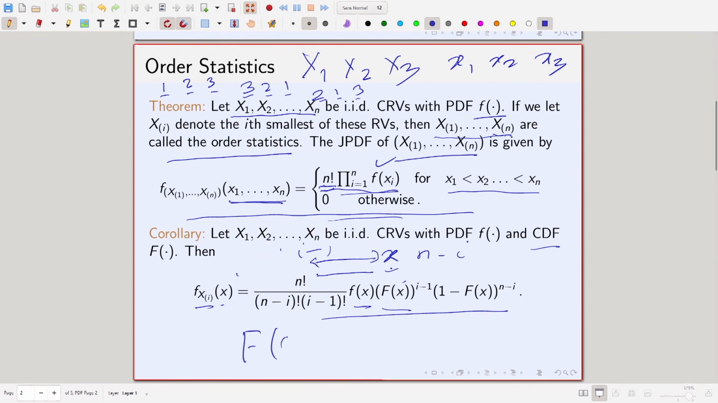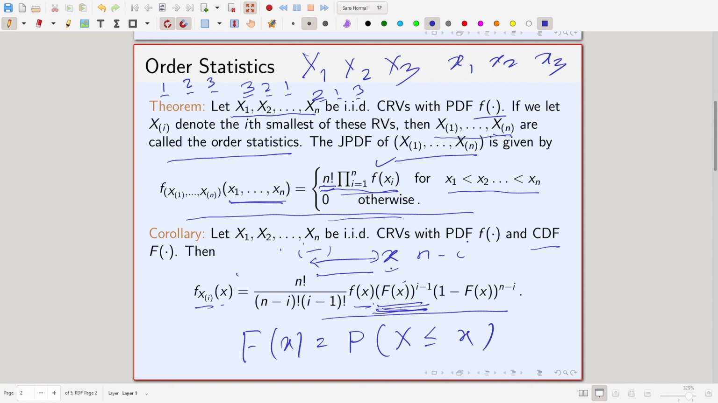So F(x) is the probability that X is less than or equal to x. So this is F(x) to the power i minus 1. Remember, these are all independent and identically distributed, so it becomes just the product. It tells you that i minus 1 things should be less than x, and that probability is given by F(x) to the power i minus 1.